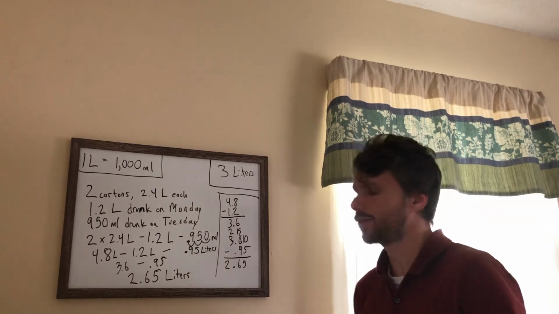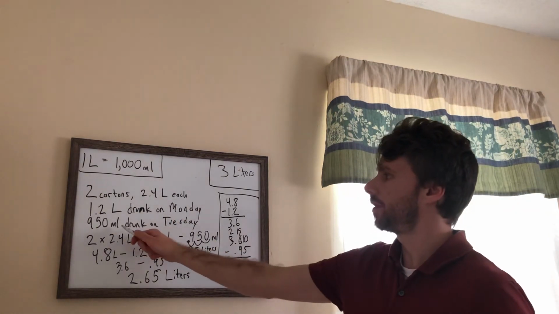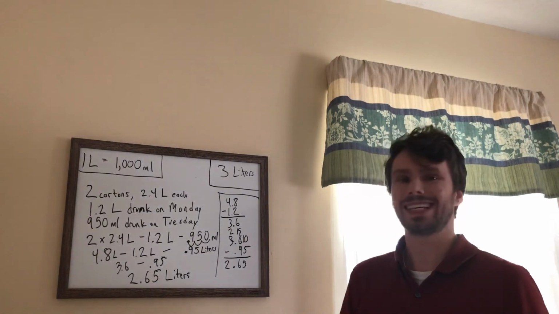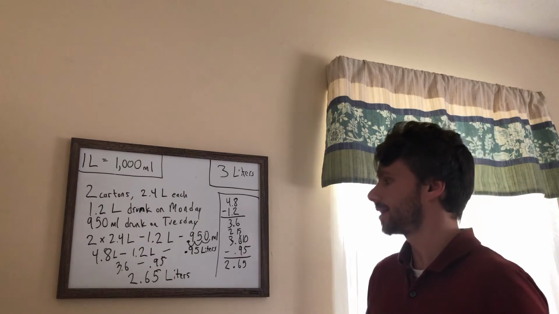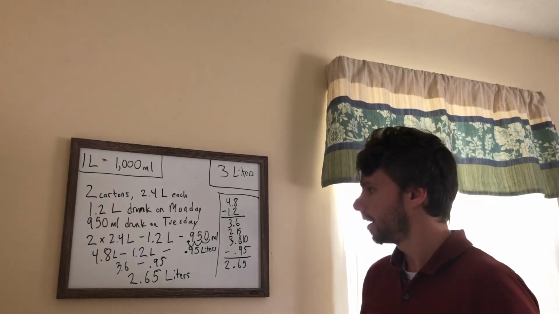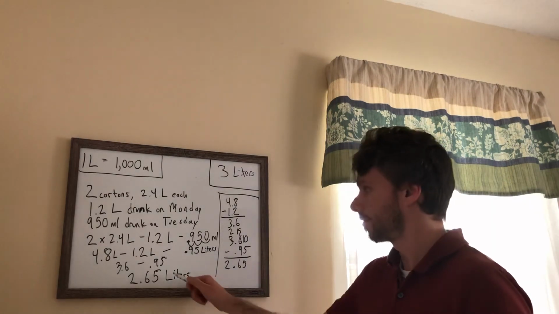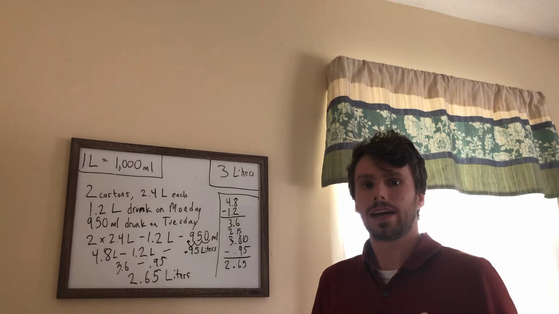All right, so after the children drank 1.2 liters on Monday and 950 milliliters on Tuesday, we have 2.65 liters left over. Is that close to 3 liters? Yes, it is. This is close to 3 liters. So there's a good chance that we've done all our calculations right if these two are close. That is how you do it.